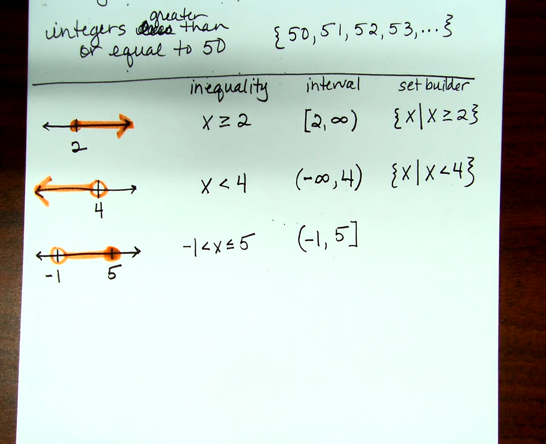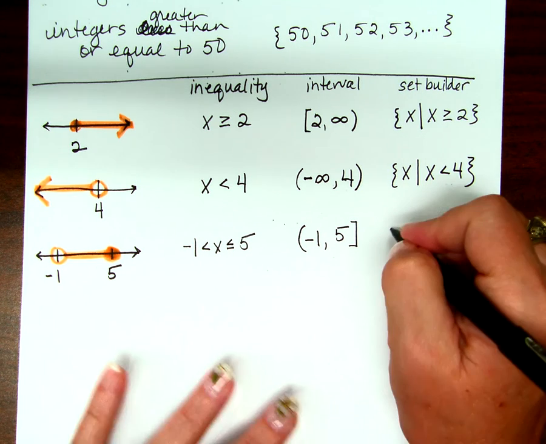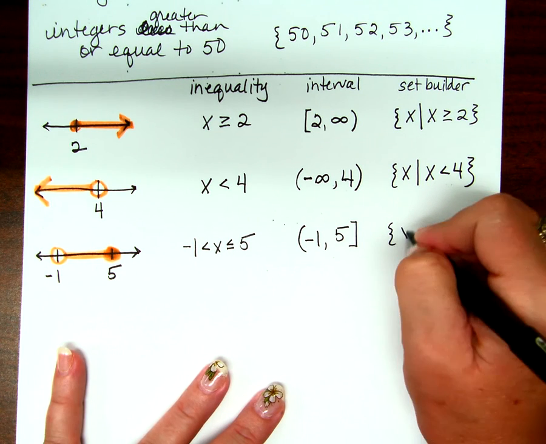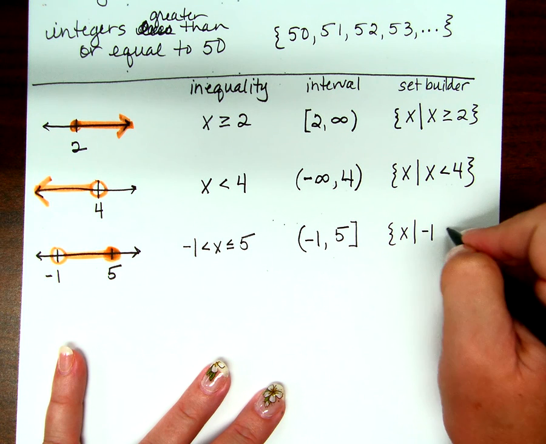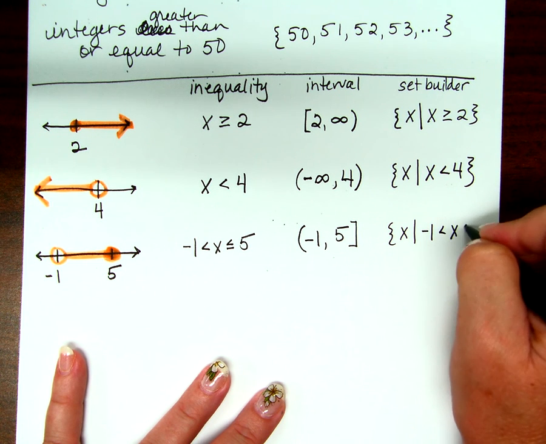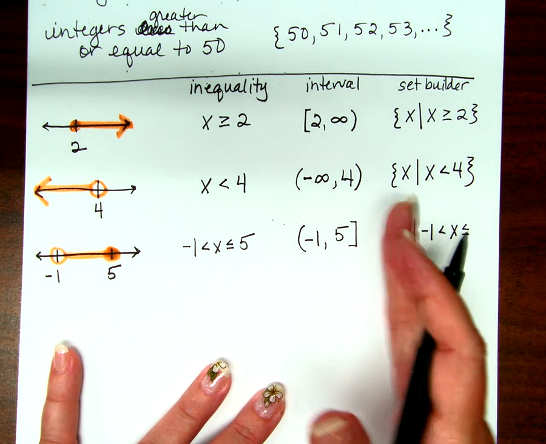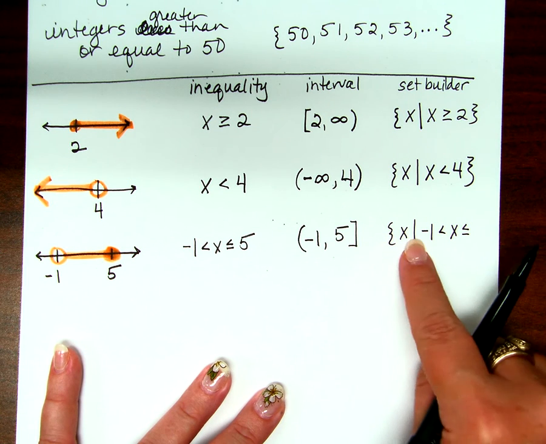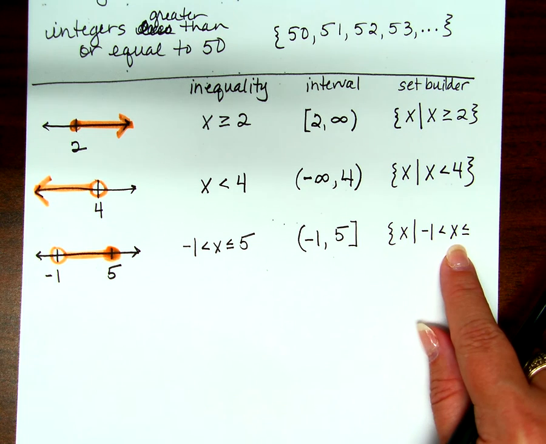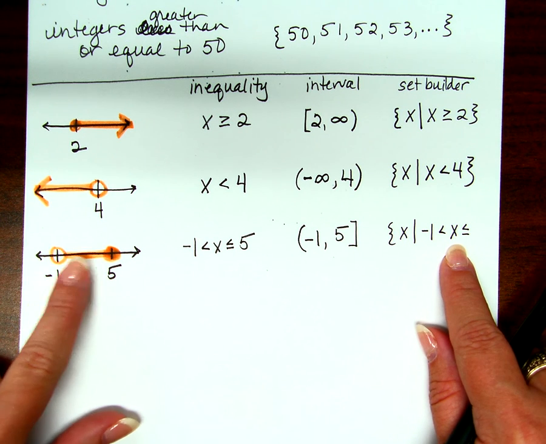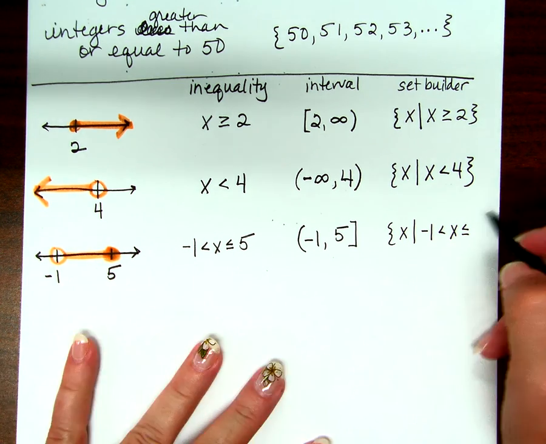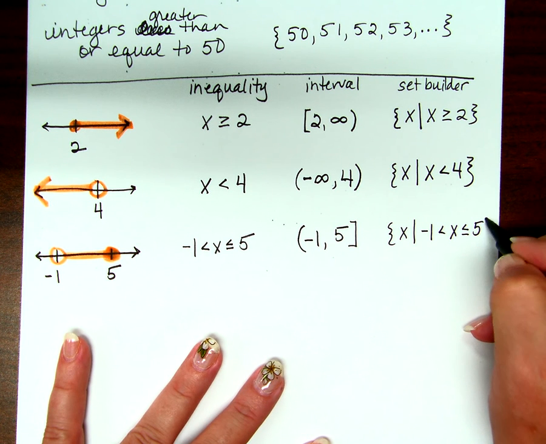Good. What's set builder? No, less than. You say less than because now we're reading it from left to right. So we say -1 is less than X. Because isn't that true? Isn't -1 less than X? For sure, right? Is less than or equal to 5.